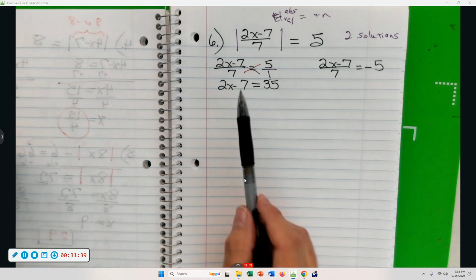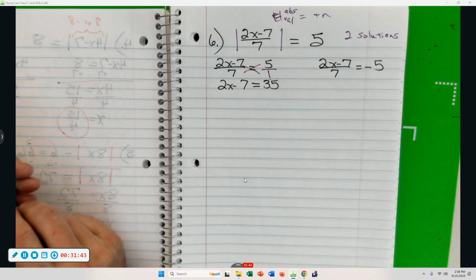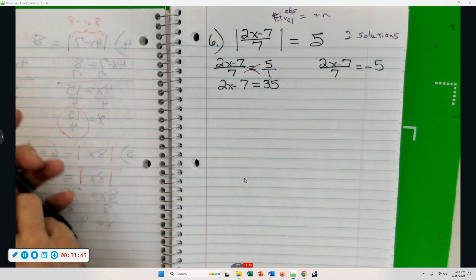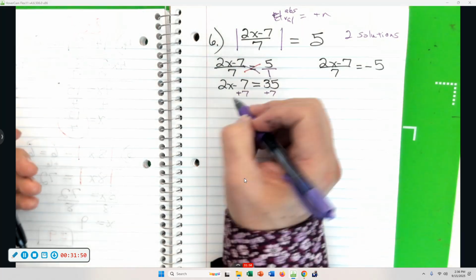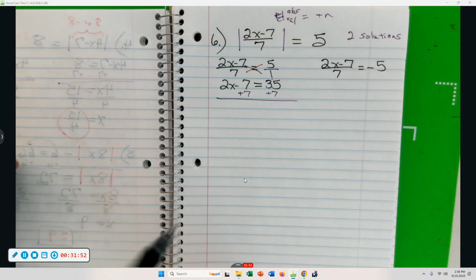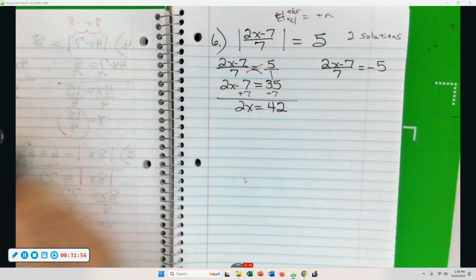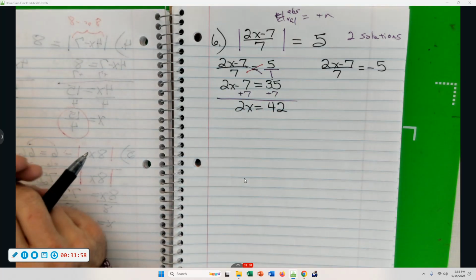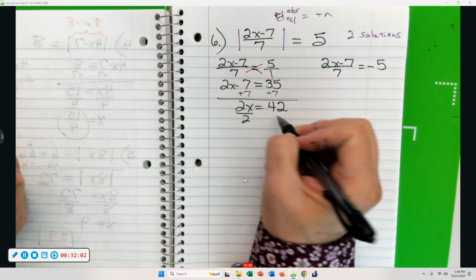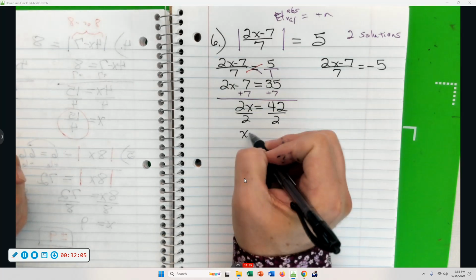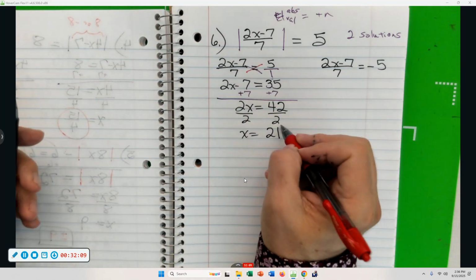And we need to get x by itself. There's only one correct next step. What is it? Move the 7 over. So I'll add 7 and I'll add 7. That gives me 2x equals 42. And then divide by 2. 42 divided by 2 gives me 21. There's my first solution.